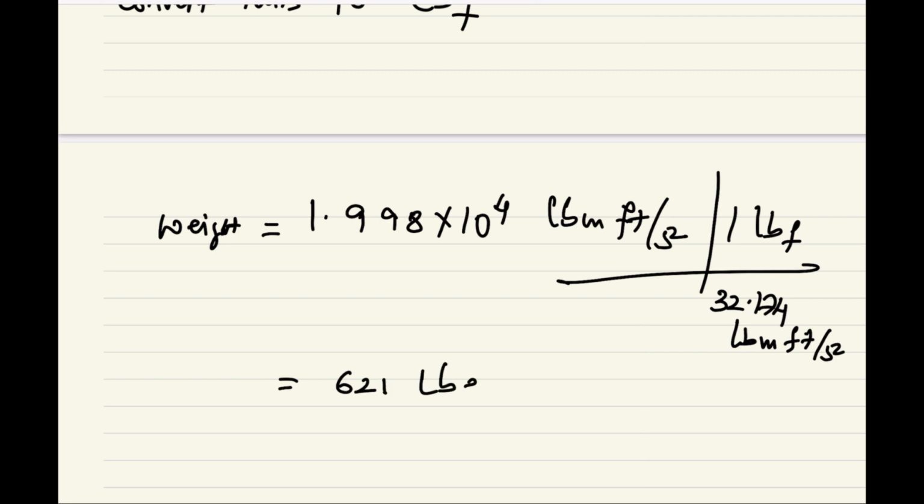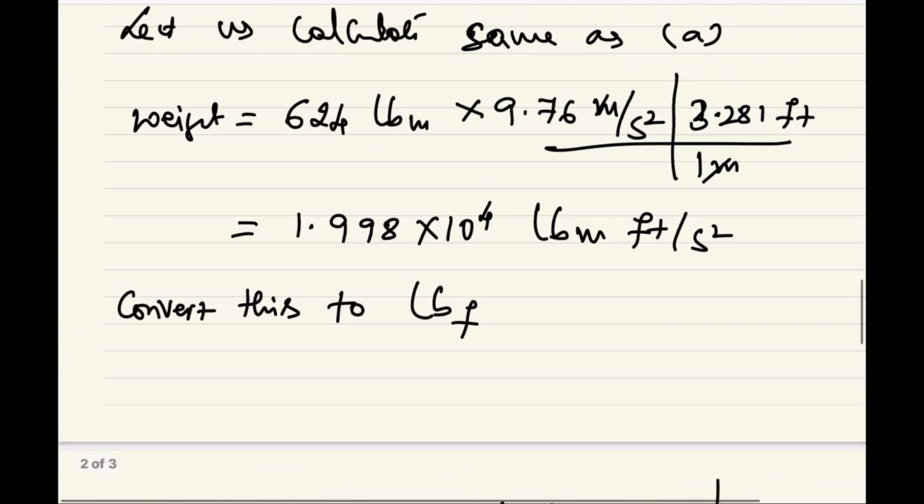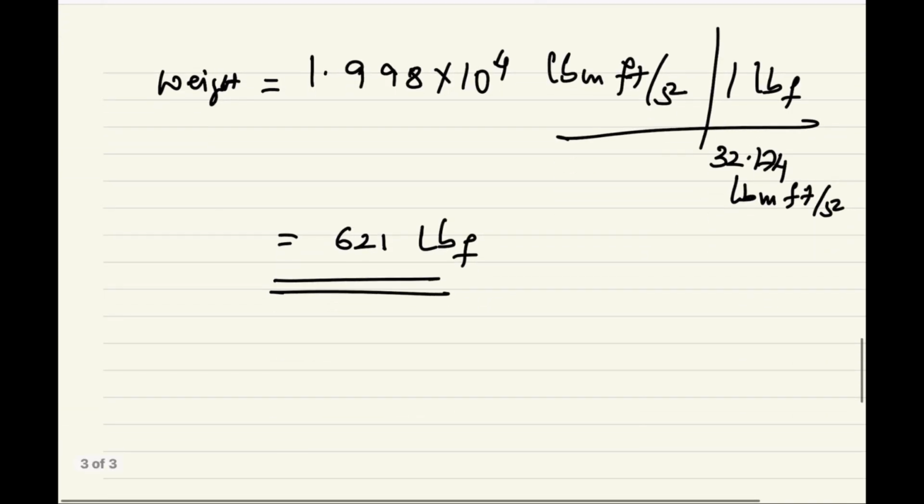So, we can understand that if the gravitational constant is not equal to 32.174, obviously the weight in lbm is not equal to lbf. So, let us move to the next problem.